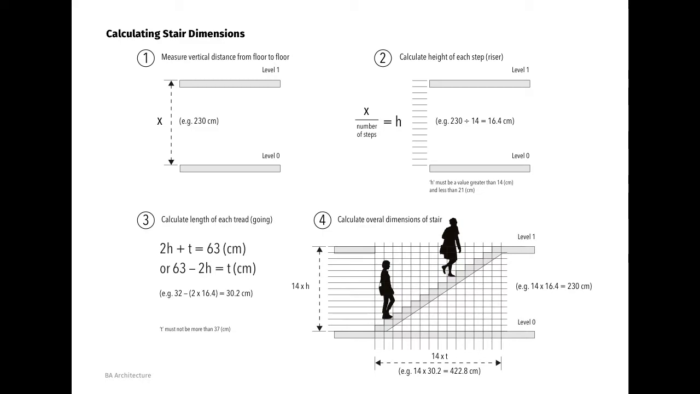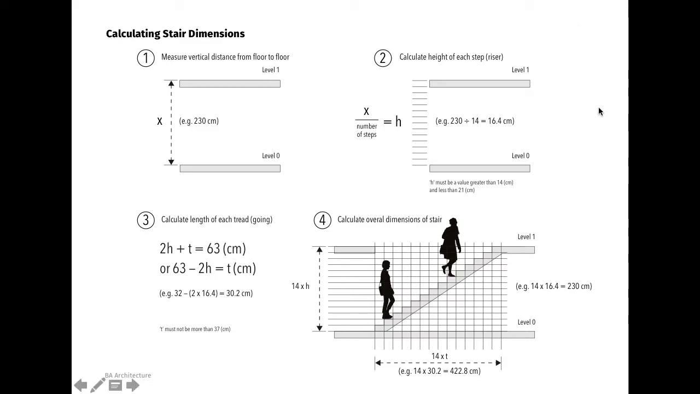So this might be a way in which you could calculate your stair dimensions. If you use this formula of these 4 steps, it should help you to work things out. The first thing to have is how big a distance you want the steps to traverse vertically. In step 1, x here is the distance from one floor level to the next floor level, the top of one floor to the top of the next floor. In this example, it's 230 centimeters.